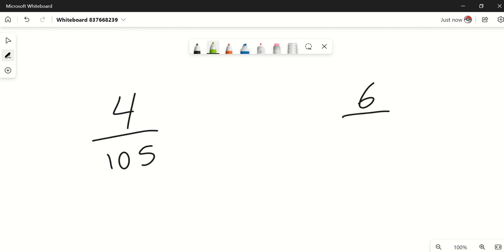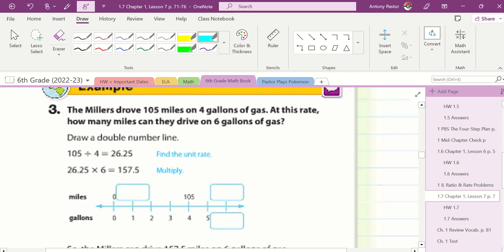And here's going to be the problem. 105. So they give us a double number line to do this. 105 divided by 4 will be 26.25. They found the number, they found the unit rate. They found out that 1 gallon of gas will give them 26.25 miles. Then they took the 26.25 and multiplied it by 6 because it's 6 gallons of gas. That'll give us 157.5. That's fine. That's one way of doing it.